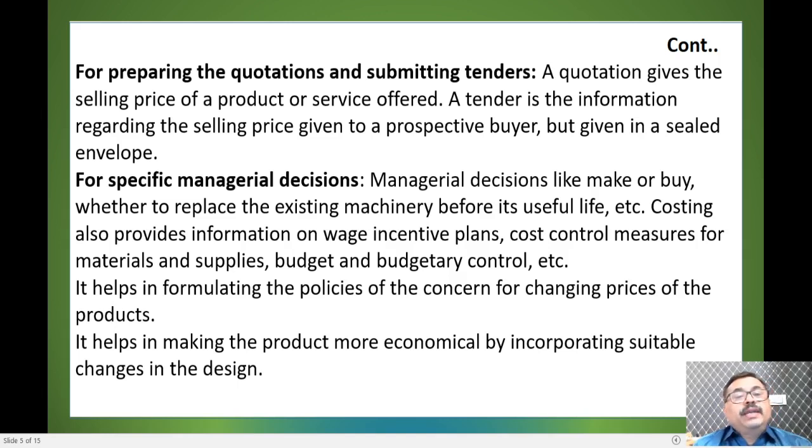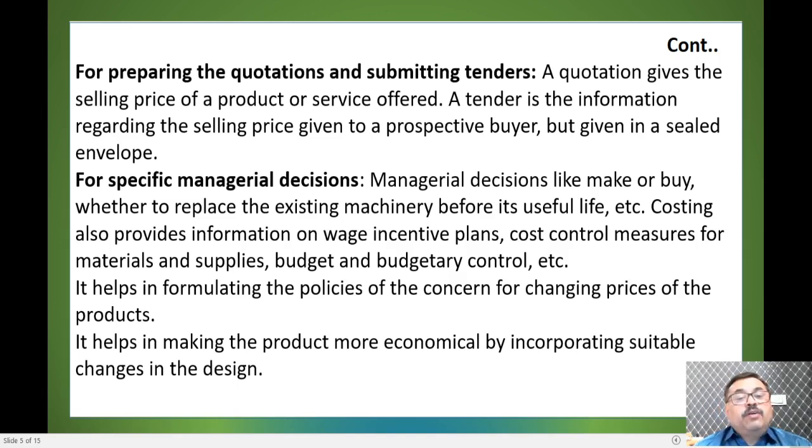For specific managerial decisions, like make or buy, whether to replace the existing machineries before their full lifetime, the manager has to take a decision. The costing provides the information on wages, incentive plans, cost control measures for materials and suppliers, budget and budgetary control, etc.